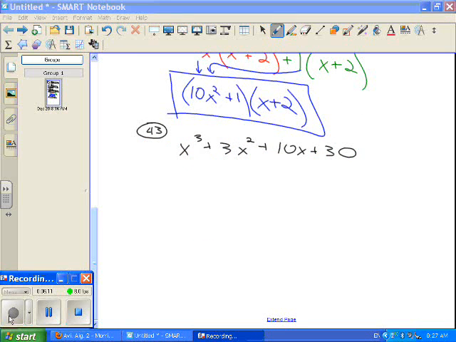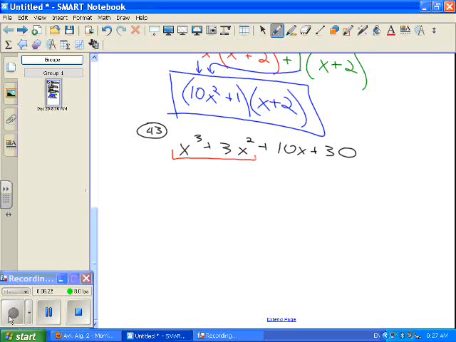I think this one's a lot more straightforward than the last one, because the last one had that 1 that you had to mysteriously pull out. This one's going to be much more straightforward. If I put these two together, what do those two terms have in common? An x squared. So if I pull that out, what will I be left with here? And here?